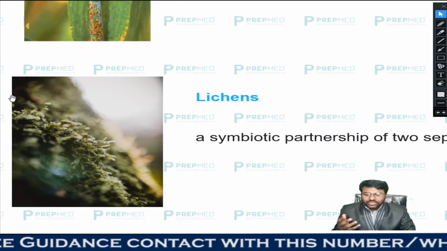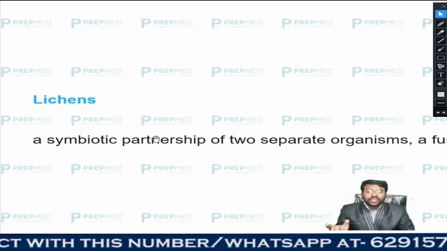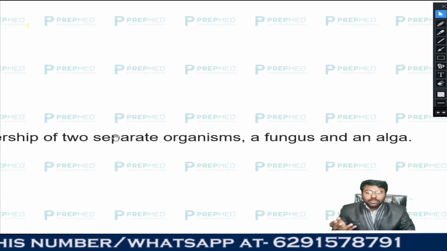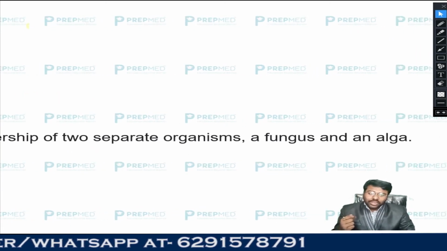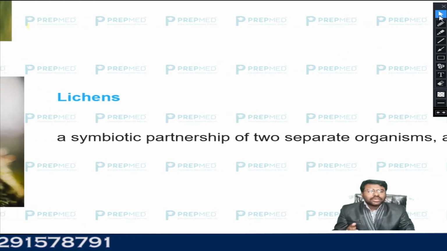And this is actually the lichen image. What is lichen? Lichen is a symbiotic association or symbiotic partnership between 2 separate organisms. One is fungus and another is algae. Fungi and algae both come together in the lichen form.